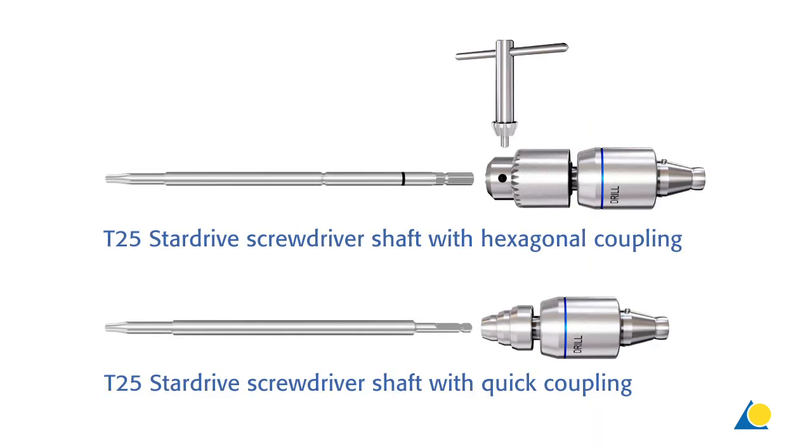To insert a locking screw with a power tool, depending on the content of the instrument set, the T25 star drive screwdriver shaft with a hexagonal coupling is used with the chuck and key, or the T25 star drive screwdriver shaft for the quick coupling is used.